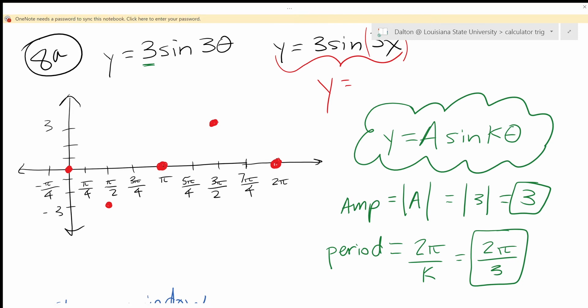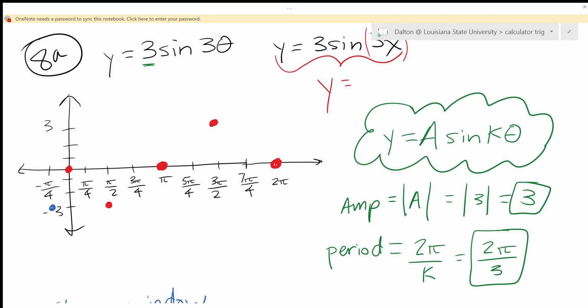Okay, a little bit to the left. Do you see how I have a minimum value a little bit to the left? At the very far left of the screen? It looks like it occurs just before negative pi over 4. So I'm going to put that minimum value at -3 just before the negative pi over 4 tick mark.